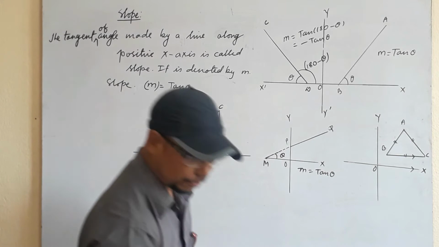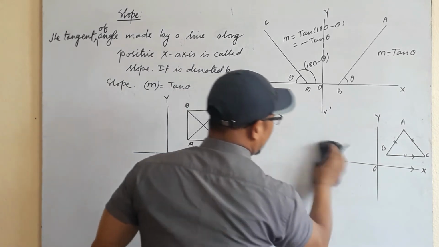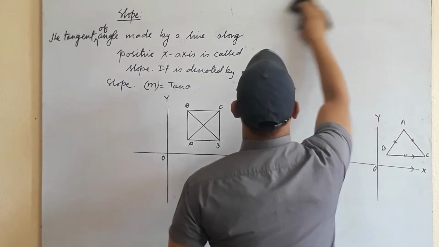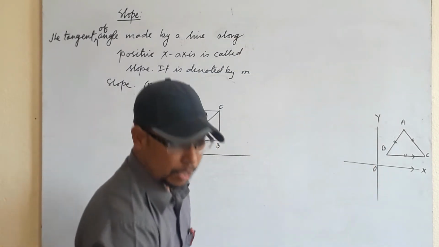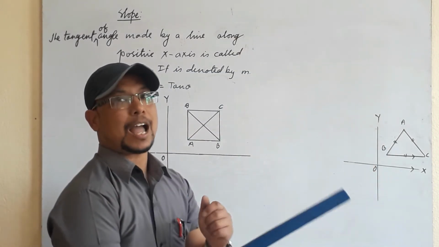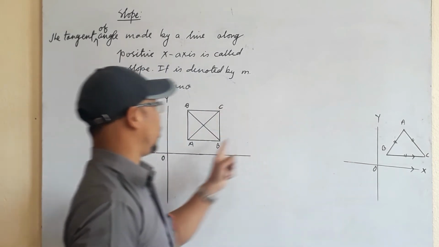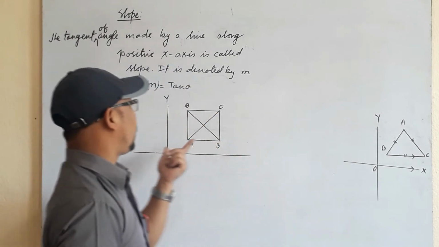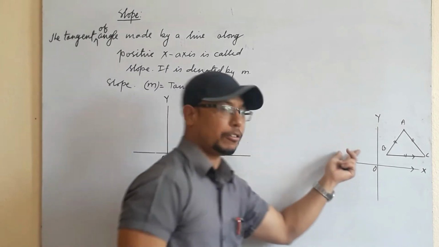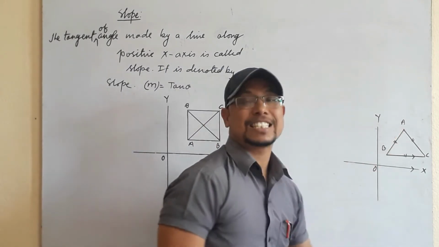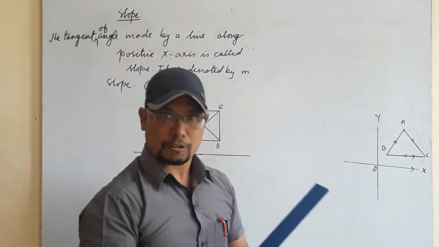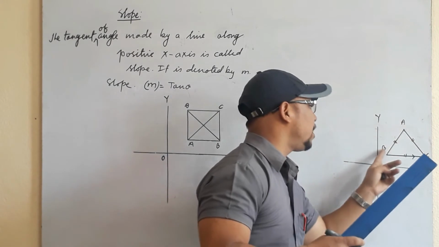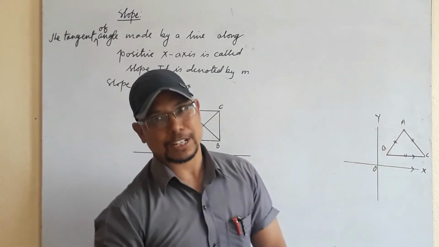These are how we define the slope. Now how to find the slope for this figure? Mostly these figures are very important. In this figure, ABC is given as an equilateral triangle, and you are supposed to find the slope of all sides AB, BC and AC.